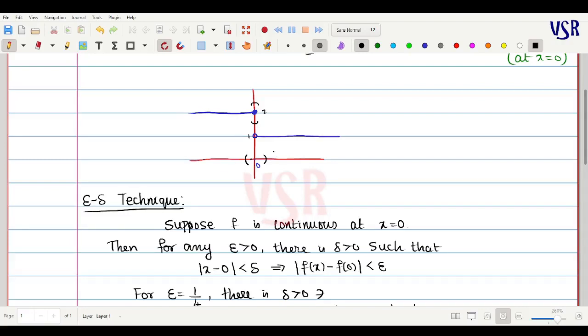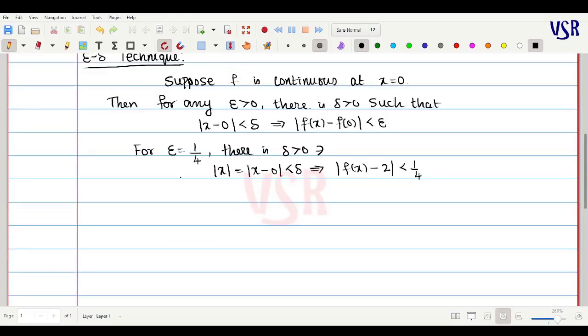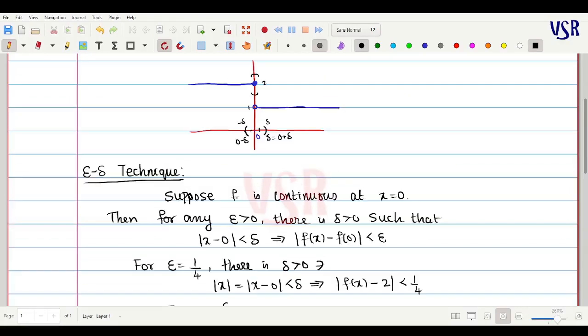So shall we take it to this point? This is delta, this is 0 plus delta. This is 0 minus delta, this point. So this is minus delta, plus delta. Now between these I take a point, shall I take one here? So choose x is equal to delta by 2. Correct, this is delta, this distance is delta. So half of this is this. This is delta by 2, this point.